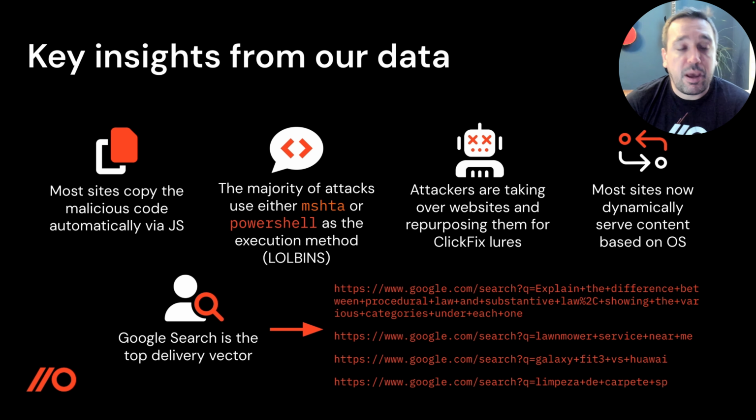Okay, so key insights from our own data. We have some controls against this in the Push product. I'm not going to talk about the product itself at the moment, but just in terms of what we've seen by detecting these across our customer base. In more recent times, the majority of what we've seen has just been a malicious site copying the malicious code automatically via JS. That's pretty usual. But in terms of the actual endpoint-oriented part of the attack, it's been fileless attacks using almost entirely either MSHTA or PowerShell, at least when it's been Windows.